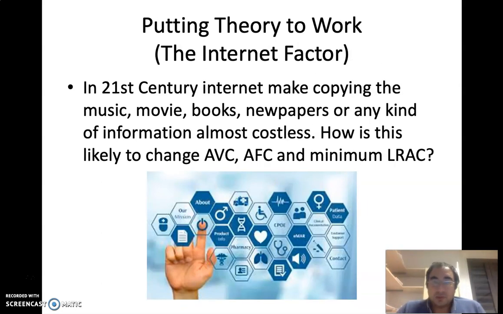Similarly, what will be the effect of the internet? Will the internet decrease the average variable cost or average fixed cost, and how will it affect the minimum long-run average cost? Will it increase it and give advantage to large companies, or will it decrease it and give advantage to small companies? So just think about these questions and let's continue.